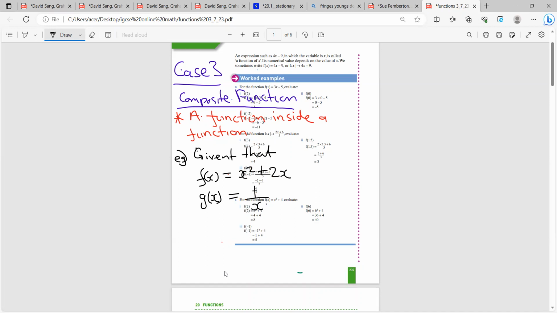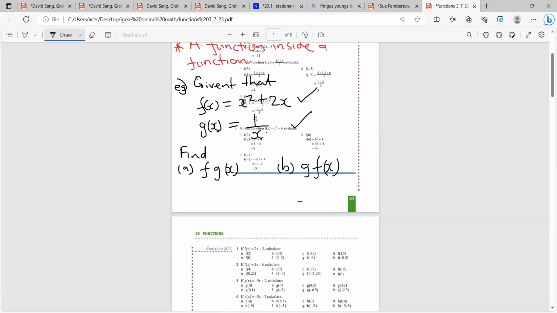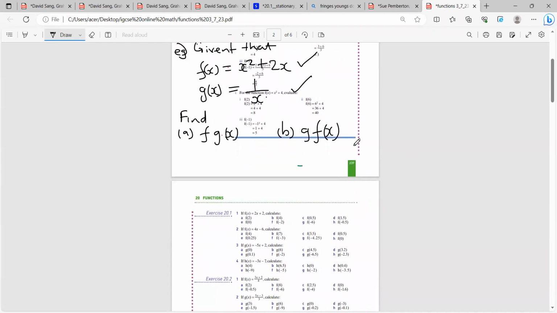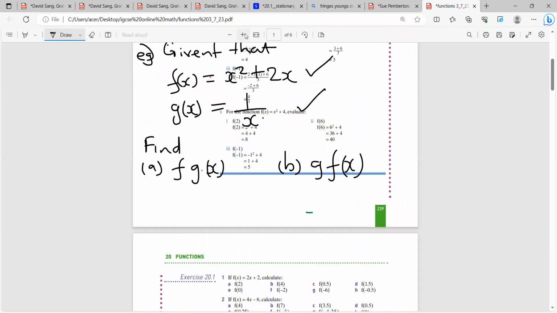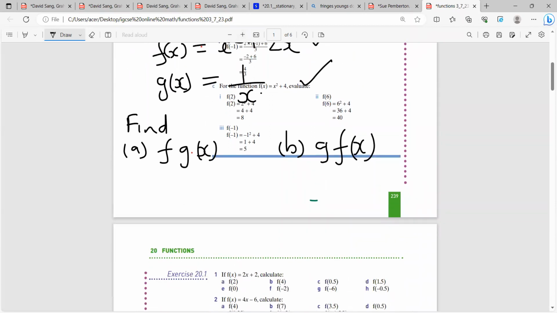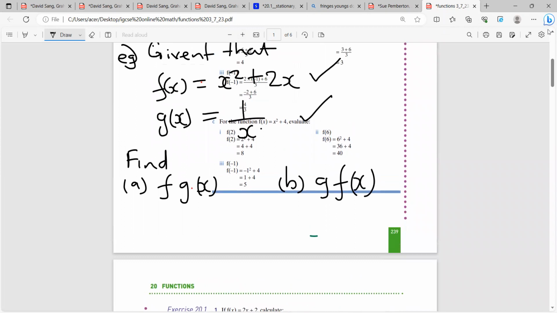So we have two functions, f of x, and we have g of x. And this is the nature of the question. So find a, f g of x, and then b, g f of x. All right, so that's fine. Let me make it bigger. Okay, so let's start with the first one.